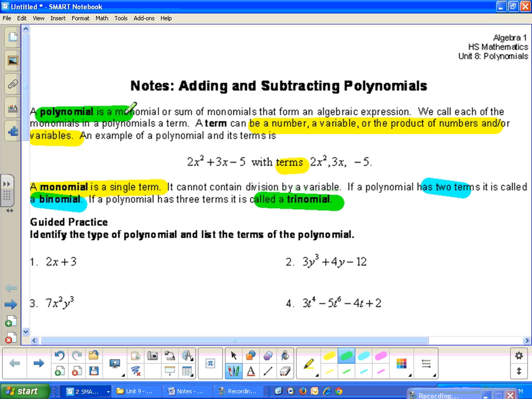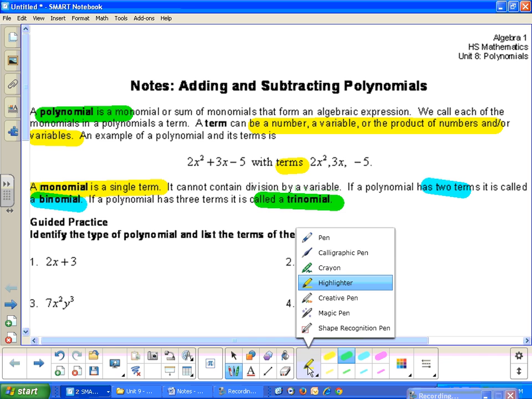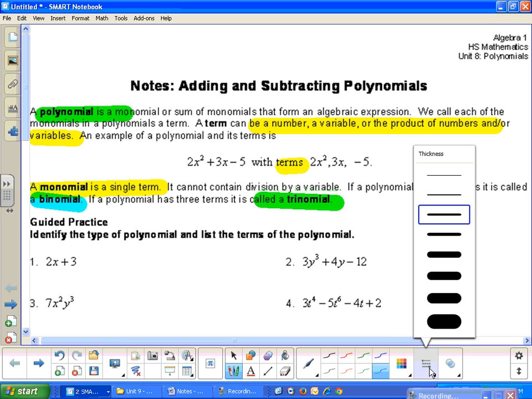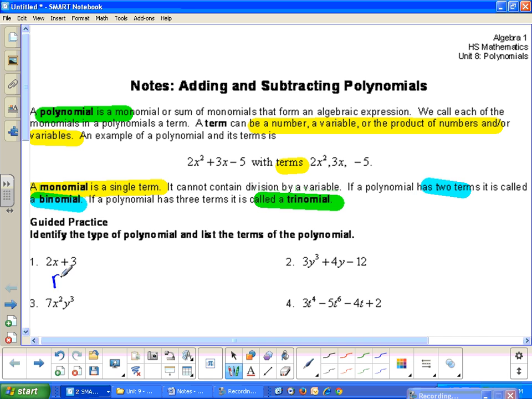Notice that a polynomial is the sum of monomials, so if we're looking at these down here that have an addition or subtraction, that indicates our term. Let's look at examples here. It says identify the type of polynomial and list the terms. Since this has two terms, then we have a binomial.